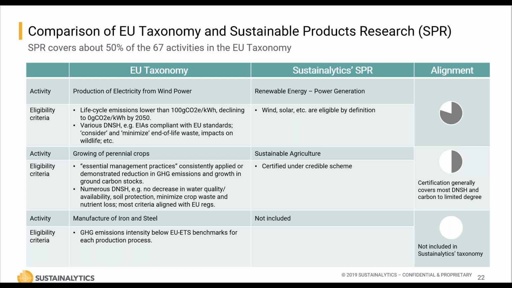So coming back to our sustainable products research, we've carried out a thorough comparison of the definitions and criteria in our framework versus the taxonomy's criteria, and found, not surprisingly, that the degree of alignment varies considerably. In some areas, such as solar and wind, our assessment of a company's involvement is very likely to align with an assessment based on a precise application of the taxonomy criteria. In a number of other areas, such as sustainable agriculture, the criteria underlying our assessment align in some ways, and that assessment can be considered a rough proxy.